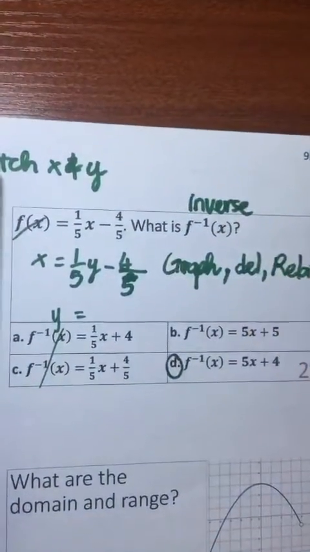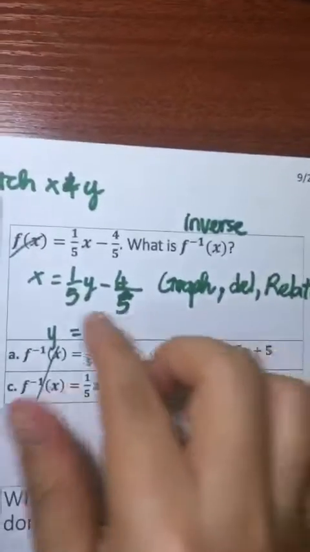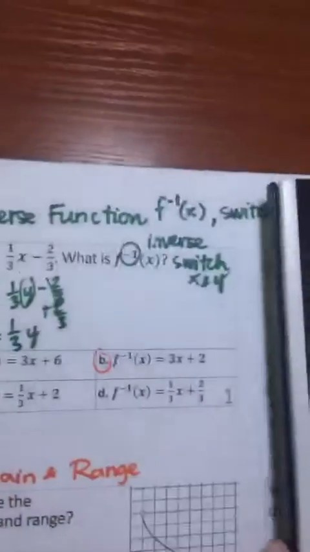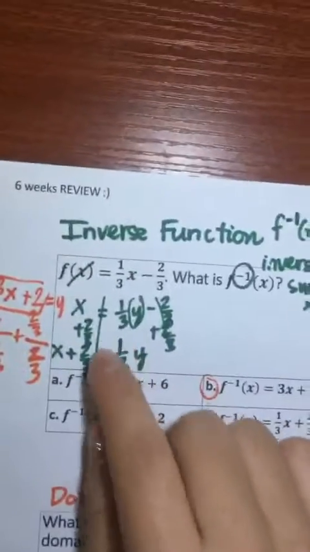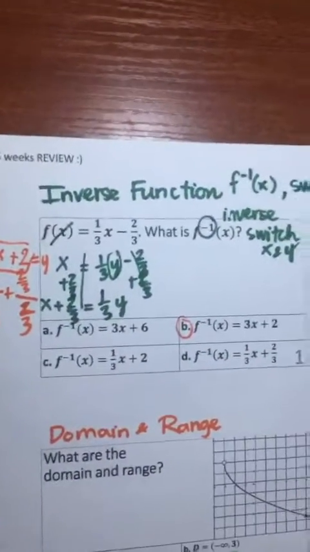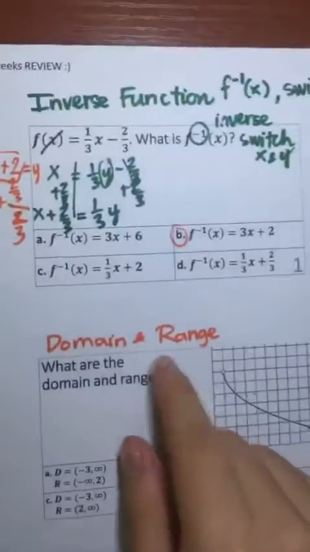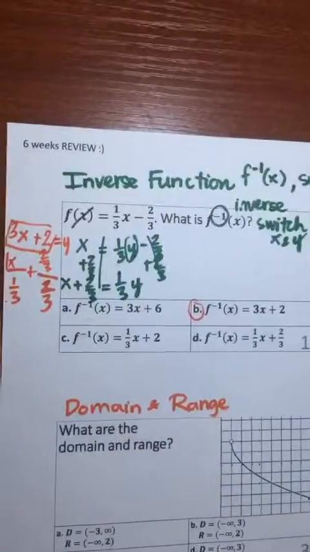So I showed you two ways: by calculator, graph the relation and match with the answer, or doing it by hand, switch x and y, solve for y. Whichever way works for you, you can do that. In the next video, we're gonna talk about domain and range. See ya.